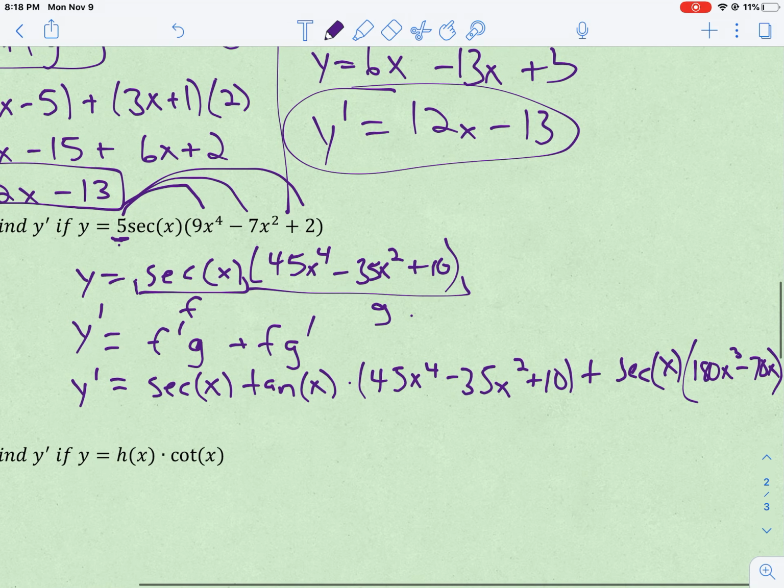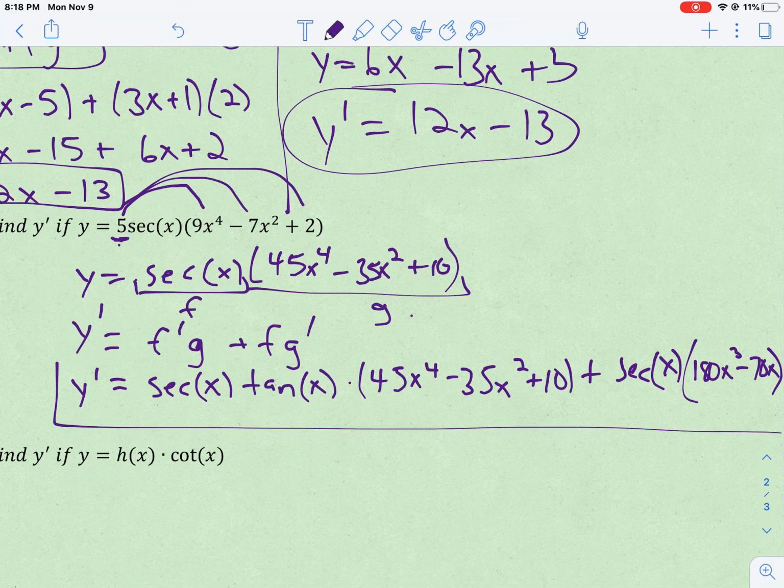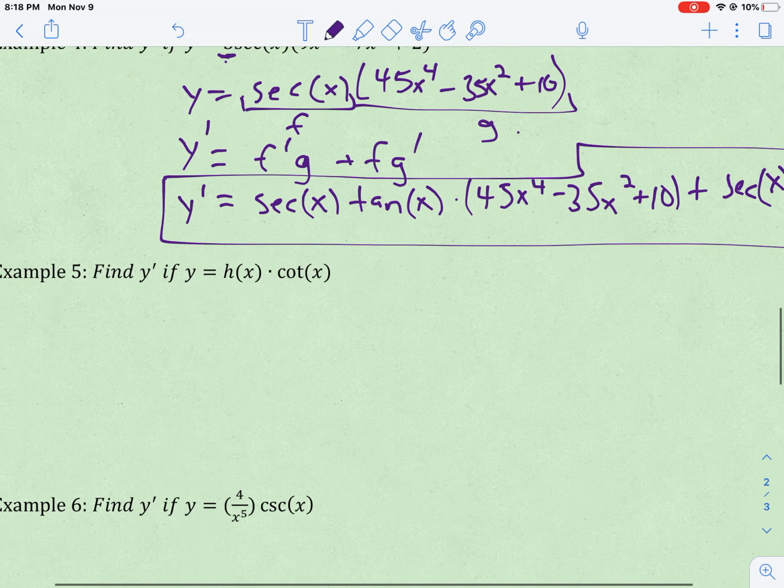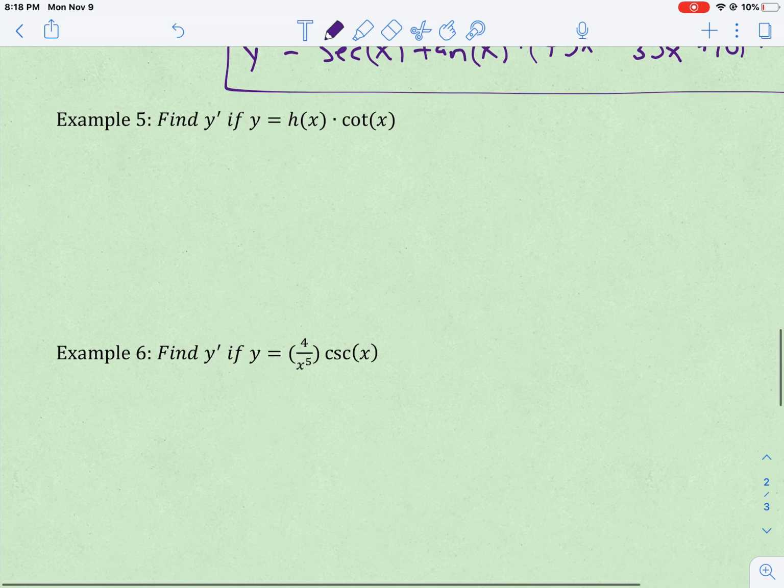Whew. Now again, that's ugly, right? We'll stop there, okay? But you could factor out a secant of x from both terms, right? So just a heads up there. Oh, actually, there's more. I didn't know that. Okay.